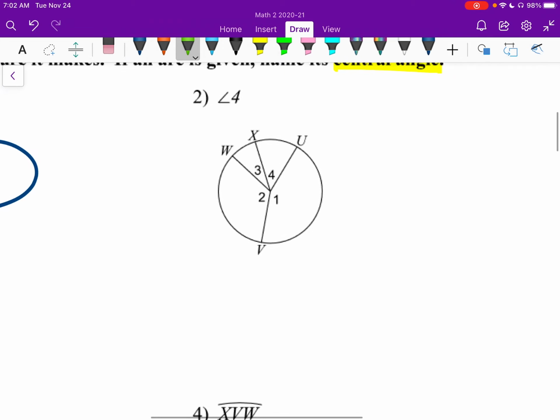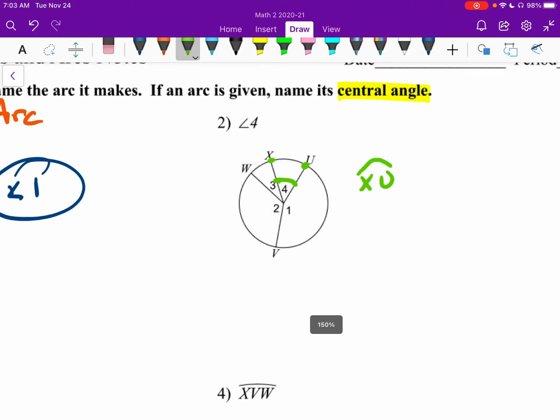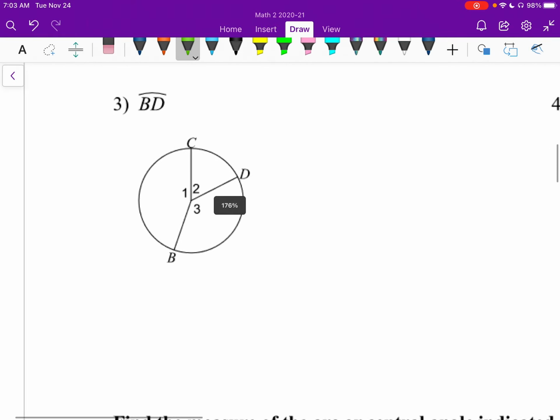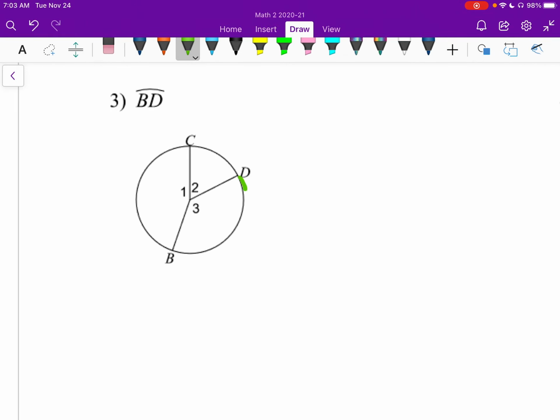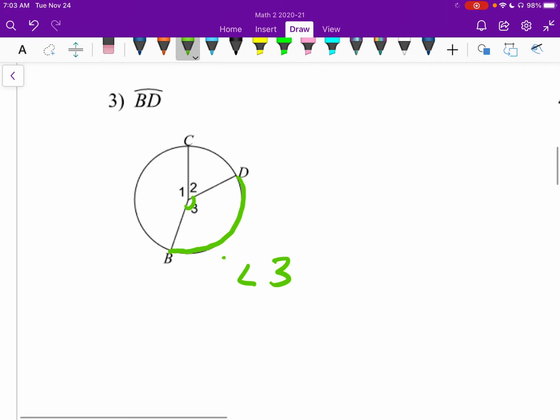Number 2, angle 4. Well, that's going to have XU. And that's how we describe an arc. You have the two letters, the two endpoints of the arc, and then you put a little hump on top of it. All right. Number 3, we've got BD. That corresponds with angle 3.